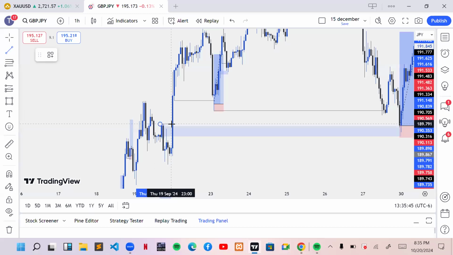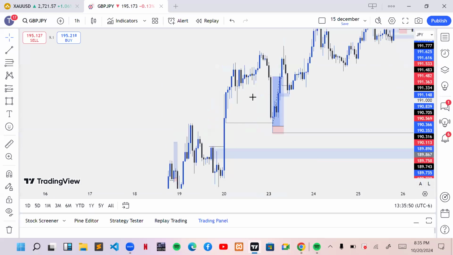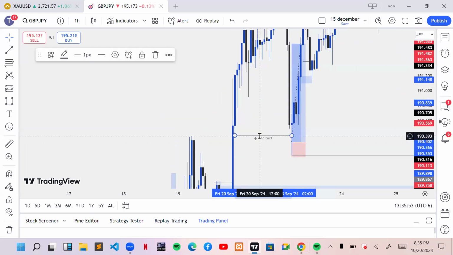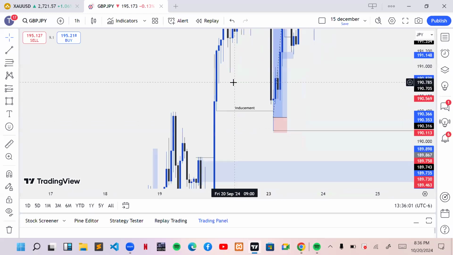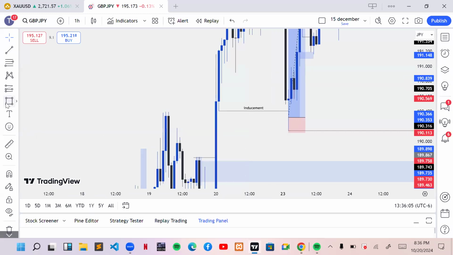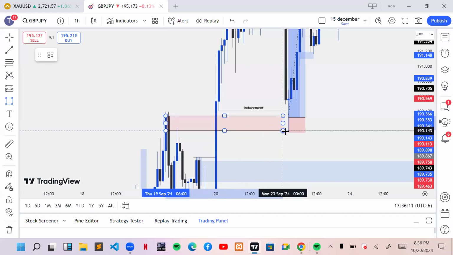So after the shift of market structure, markets made this first pullback, which is this inducement right here on 1 hour time frame. This is our inducement right here, the first pullback that market makes after the shift in market structure. So the full pullback, this is our breaker block here. Remember, if you're marking a breaker block, you mark from the body. This is our breaker block right here.